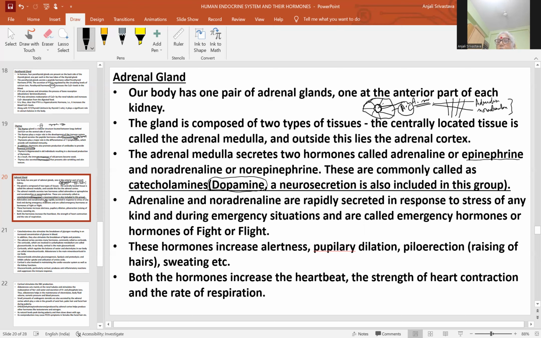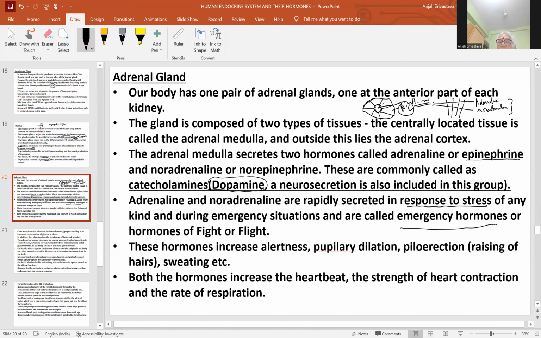These are adrenaline and noradrenaline, or norepinephrine. I was not wrong there. Epinephrine and norepinephrine together are the stress controlling hormones. Any kind of stress during emergency situations, they are called emergency hormones or hormones of flight.